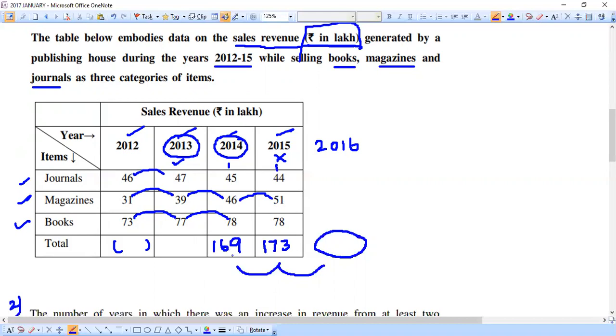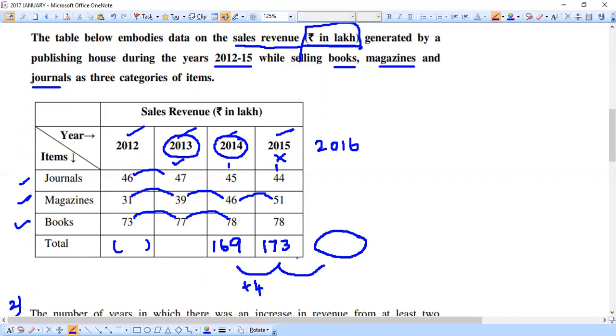And now the growth is what we have to compare, 169 to 173. So the total sales revenue, we have 2014's total to be 169 and 2015's total to be 173. So how much has increased here? That is what we have to see. It's very easy to see. There's a 4 lakh increase, or a 4 lakh growth, in the total revenue. So that is what is observed here.